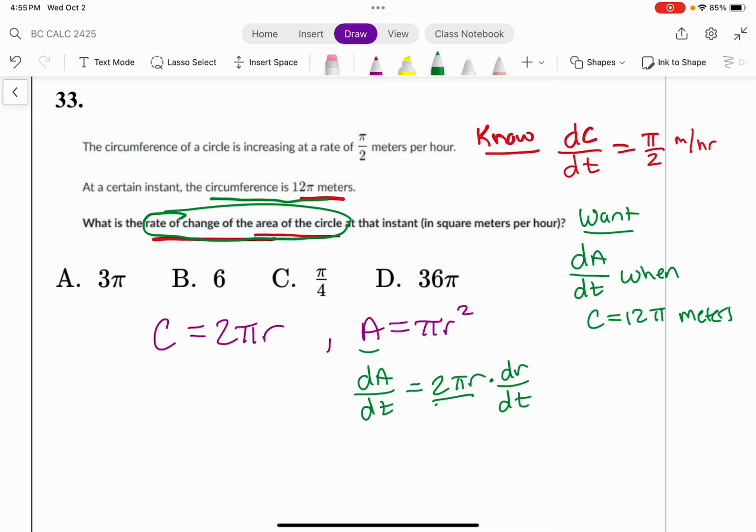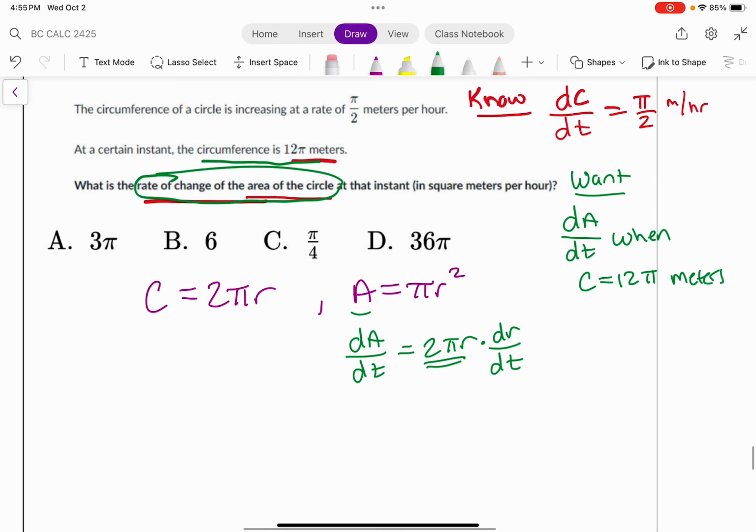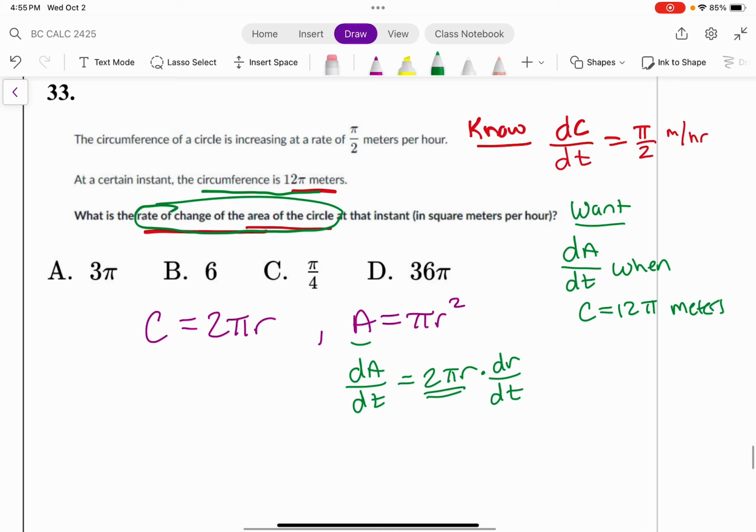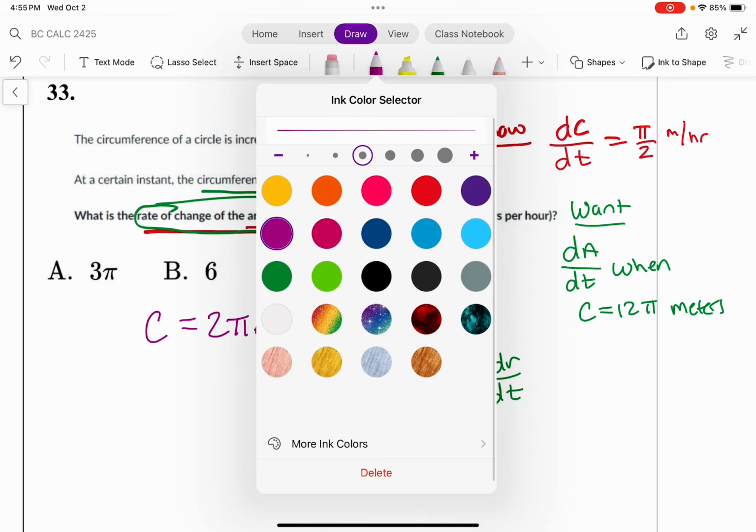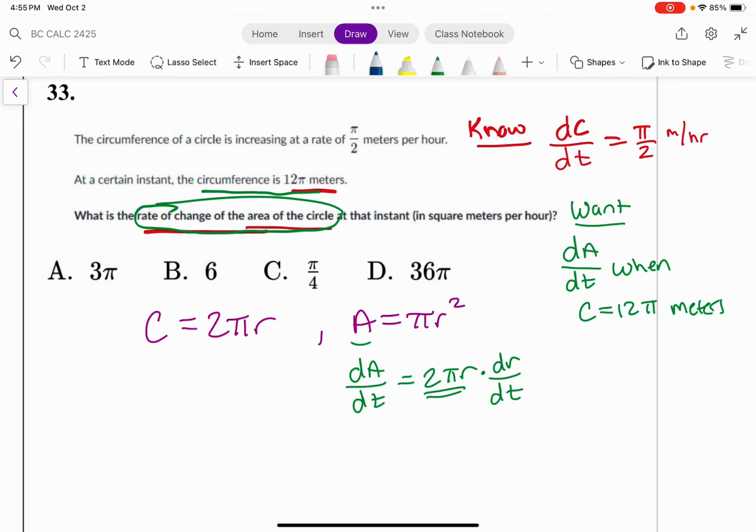By the way, notice that is the circumference. So we're going to note that and make this question a lot easier than it would be otherwise. It's going to be quicker than we would have been otherwise. dC/dt is equal to 2 pi times dr/dt.